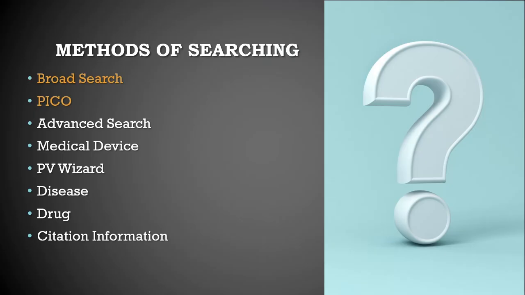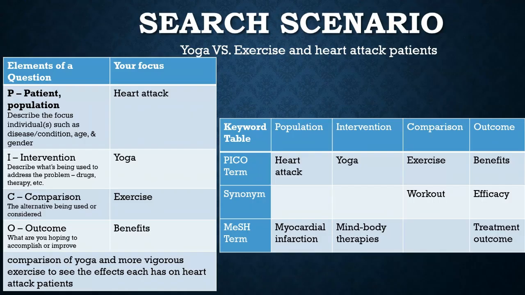just so you know, the advanced search allows you to add powerful limits at the start of your search, and the medical device, PV Wizard, disease, drug, and citation information forms would be used for more specialized searches. You probably won't use them as often, but if any of those other forms are of interest to you, you can totally ask one of your librarians and we'd be happy to show you how they work.